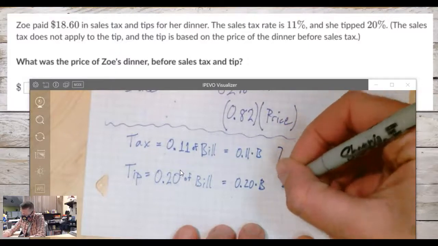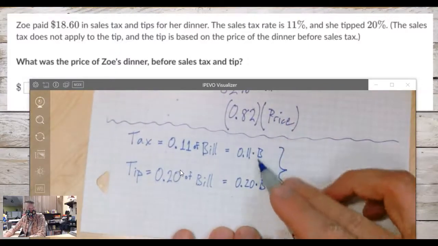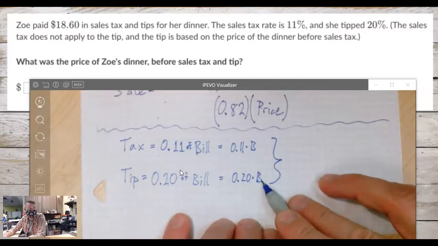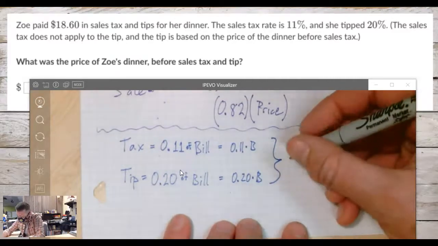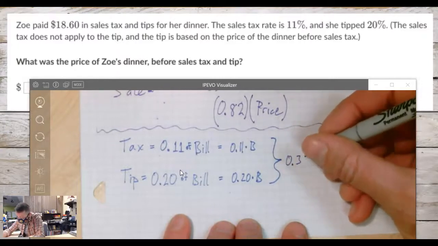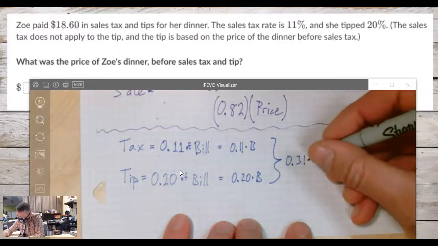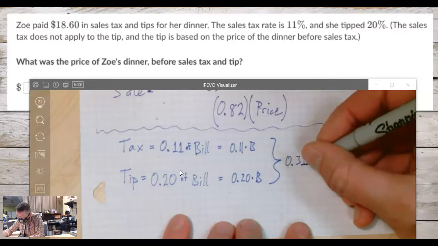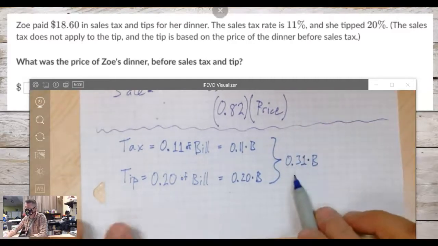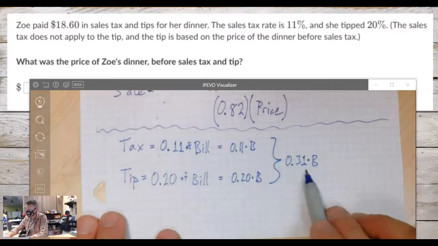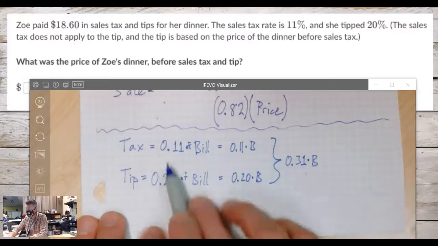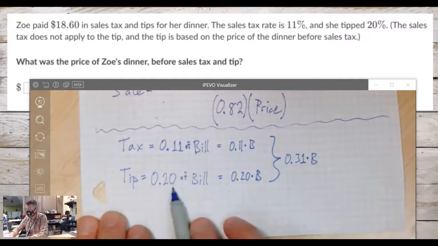Together, well, they're both like terms, right? Because they're both b values. So we could put these together. Together, 20 and 11 is 31 times the b. So essentially, she upped how much she was going to pay by 31%. Because 11% here, 20% here.